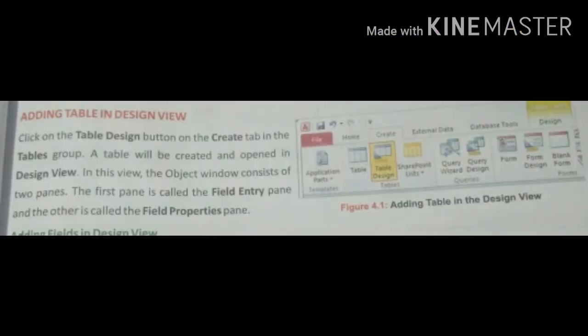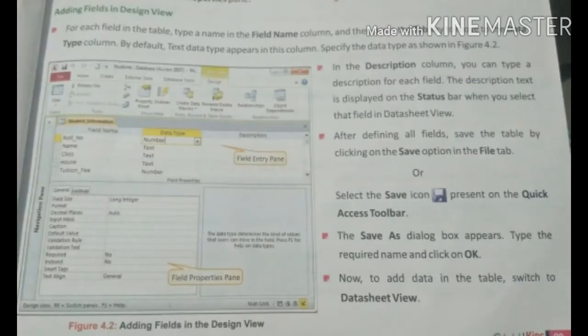Now you can go through how we can add tables in design view. For that, click on the Table Design button on the Create tab in the Tables group. A table will be created and opened in design view. Here in this window, the first pane is called the field entry pane, and the other is called the field properties pane. Adding fields in design view.